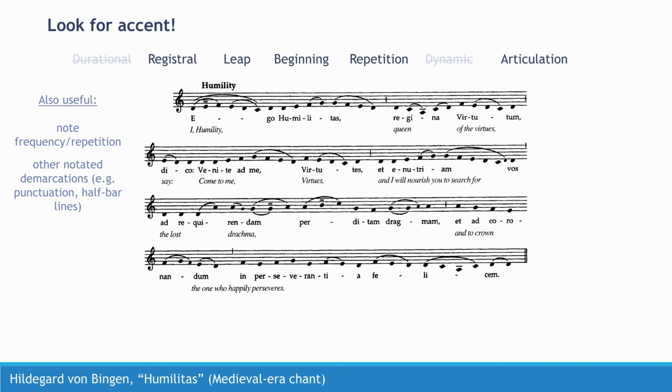So what note gets repeated the most? Well, it looks like D happens at the beginning, but then you notice as you shift into the second portion of the phrase that that shift actually changes to A. Ad requirendam. There's a whole lot of A in that section.